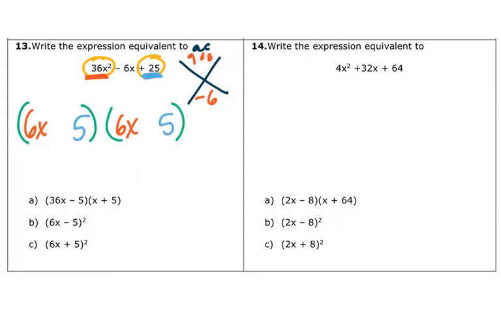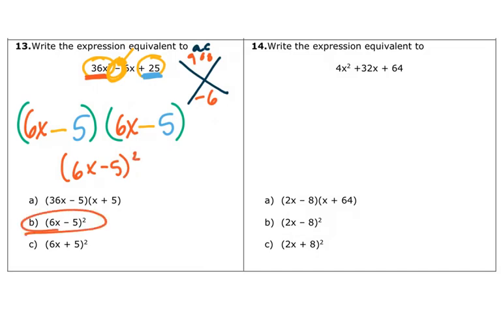5 times 5. So when we are factoring perfect square trinomials, 1, 2, 3 pieces, we are always going to take the sign that came first. So that's a minus sign right here, which means these become minus signs. The reason why is because negative 5 times negative 5 is a positive 25. So I could rewrite this as 6x minus 5, but there's two of them. So the correct answer is B.